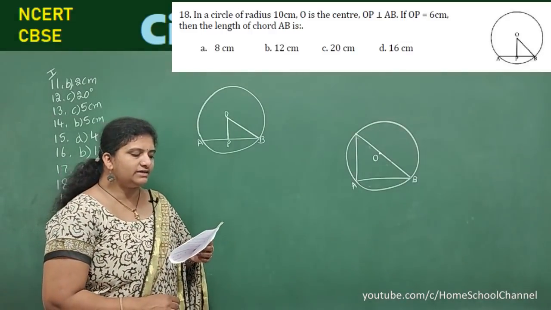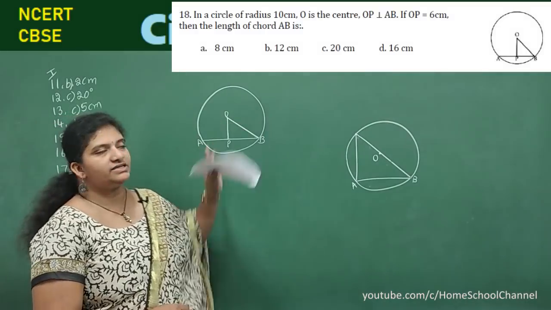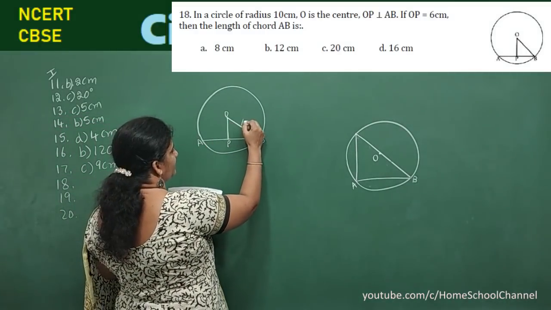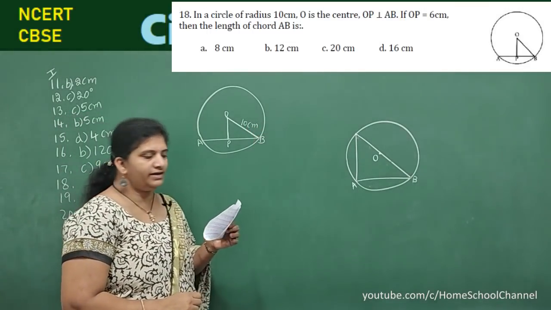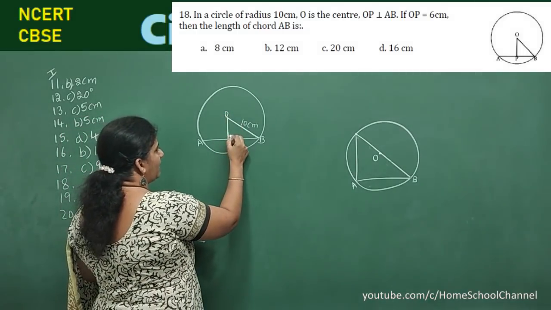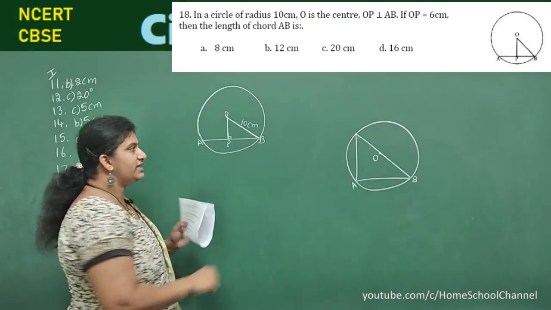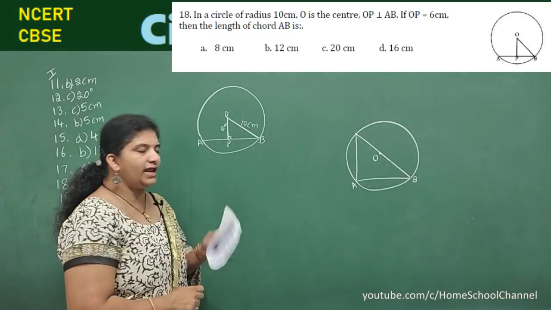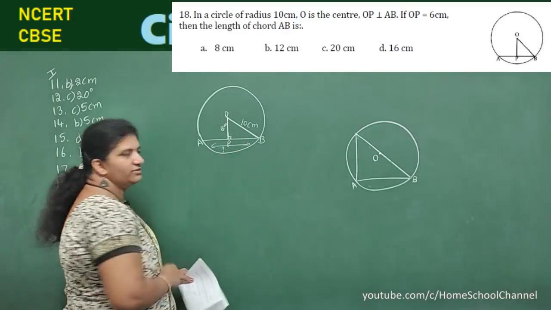18th one, in a circle of radius 10 centimeters. Observe, this is a circle of radius 10 centimeters. OB is a radius and it is 10 centimeters. O is the center. OP is perpendicular to AB. If OP is equal to 6 centimeters, then what is the length of chord AB? That is your question.